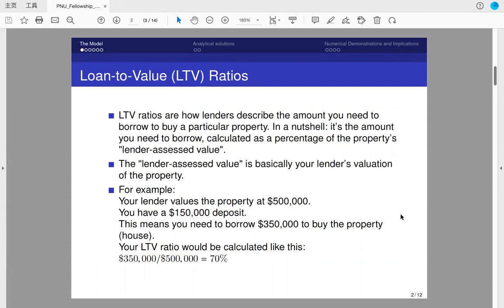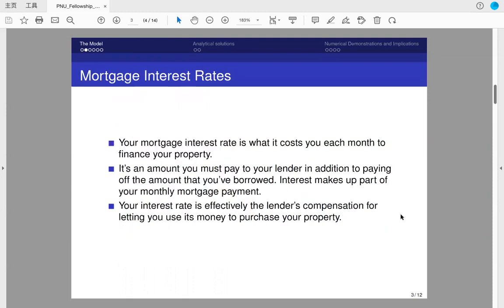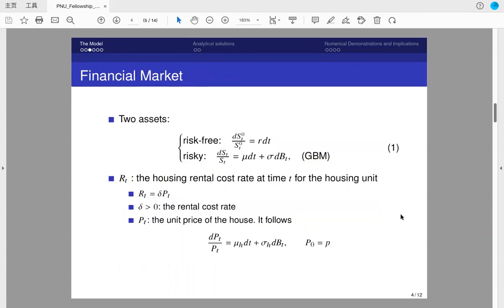For example, your lender values the property at $500,000, but you only have a $150,000 deposit. That means you need to borrow $315,000 to buy the house. So the loan-to-value ratio will be calculated as 17%. The mortgage interest rate is what it costs you each month to finance your property.